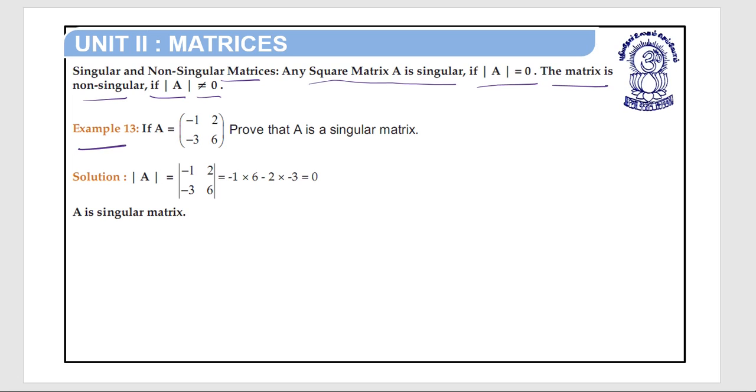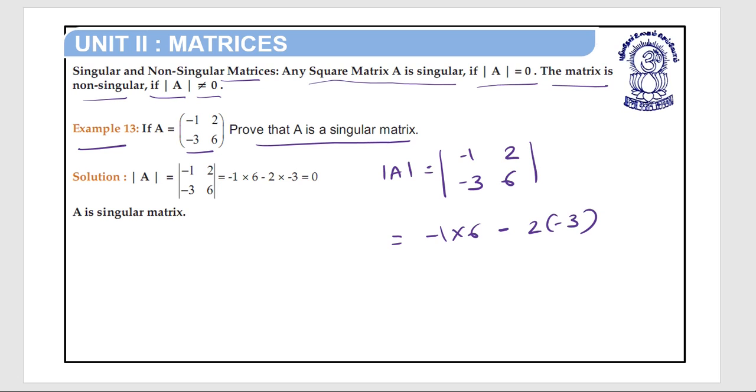Now, example 13. A is the matrix with rows minus 1, 2 and minus 3, 6. Prove that A is a singular matrix. Here, find the determinant of A: minus 1, 2, minus 3, 6. Minus 1 multiplied by 6 minus 2 multiplied by minus 3. So minus 6 plus 6 cancels to 0. So since the determinant is 0, A is a singular matrix.